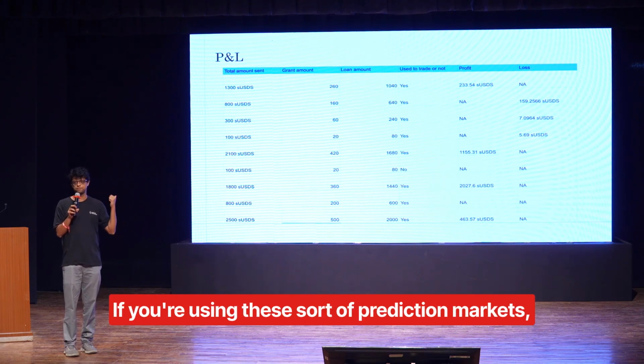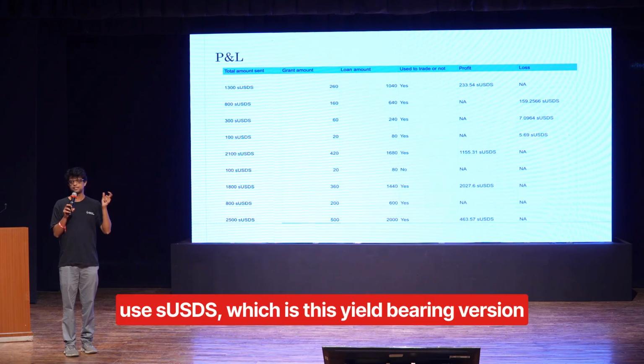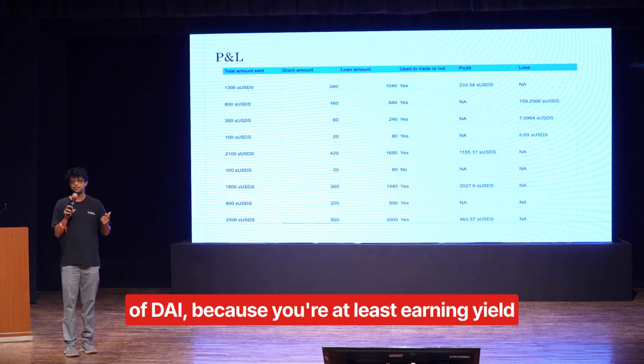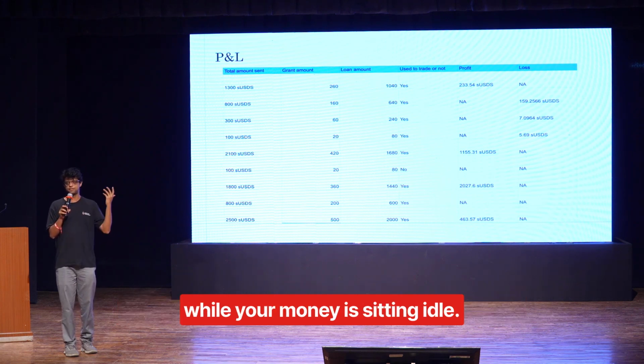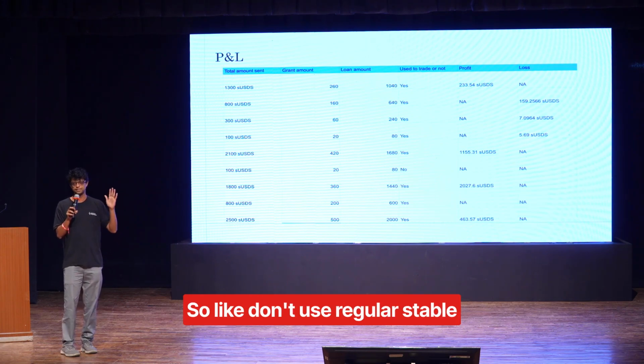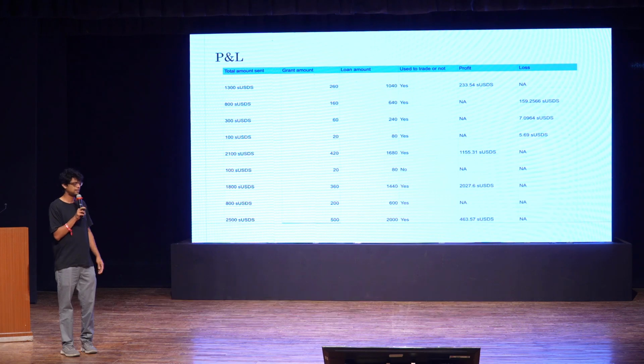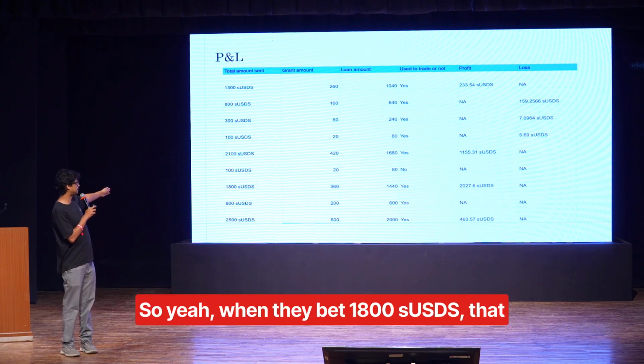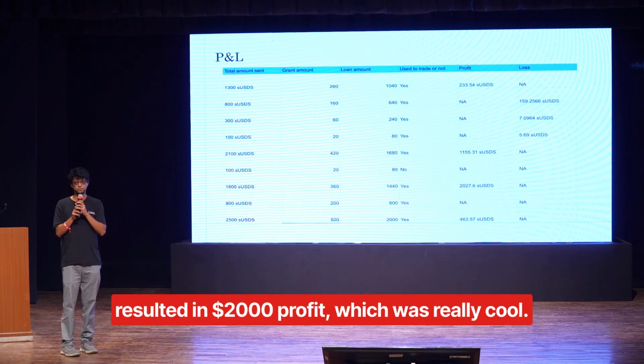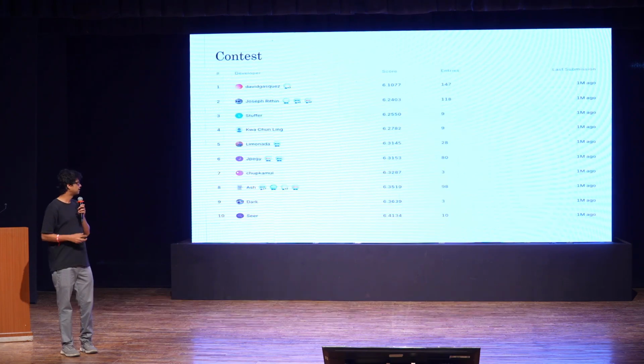If you're using these sort of prediction markets, use SUSDS, which is the yield-bearing version of DAI, because you're at least earning yield while your money is sitting idle. So don't use regular stable coins, use a yield-bearing stable coin. When they bet 1800 SUSDS, that resulted in $2,000 profit, which was really cool.